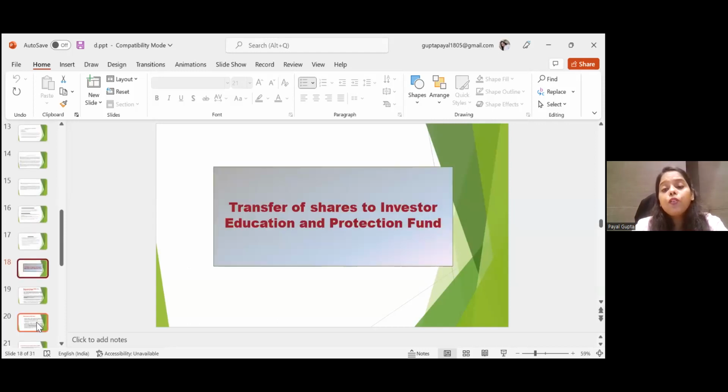Now we are talking about the transfer of shares to IEPF. We have talked about the amount of unclaimed dividend, which is unclaimed for 7 years, and that we transfer to IEPF. But now we are talking about shares. Shares are different and dividend is different. Dividend is paid on shares. So अब shares भी कभी कभार transfer हो जाती है IEPF में. तो वो कब transfer होगी, that we are going to read.